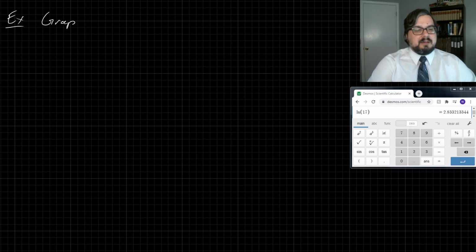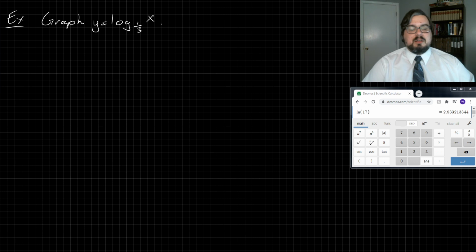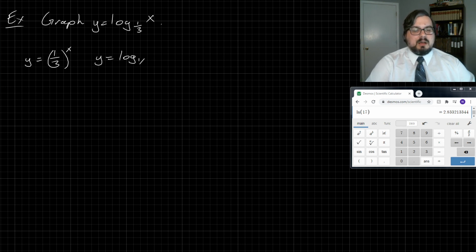So let's graph log base 1/3 of x, or y equals log base 1/3 of x. Again, I'm going to start by figuring out what the graph of y equals 1/3 to the x looks like with a few points, and then use that to figure out the points of y equals log base 1/3 of x.